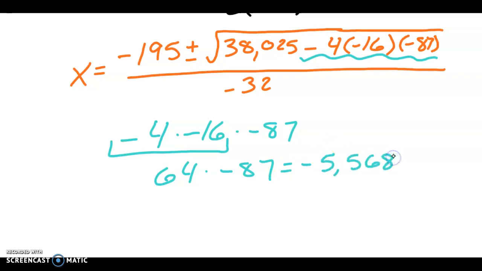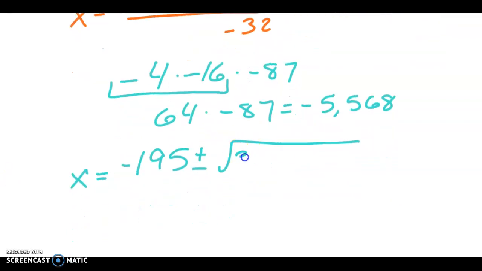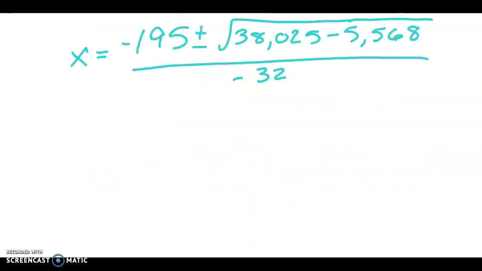Okay, so now let's look at that formula that we're updating now. I've got x equals negative 195 plus or minus the square root of a big number here, 38,025. And then it was a negative 5,568, so it's minus 5,568, all over that negative 32 on the bottom. And it's about to get cleaned up for us here.